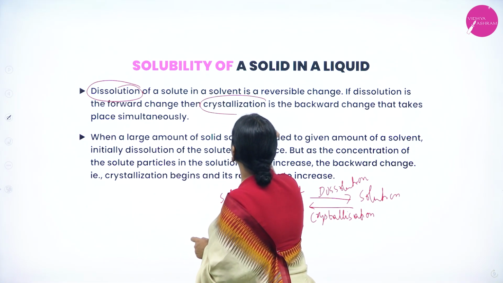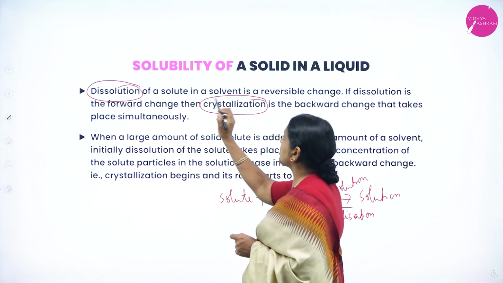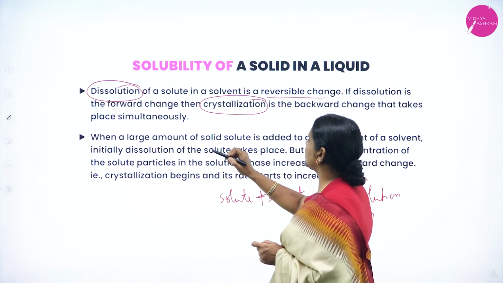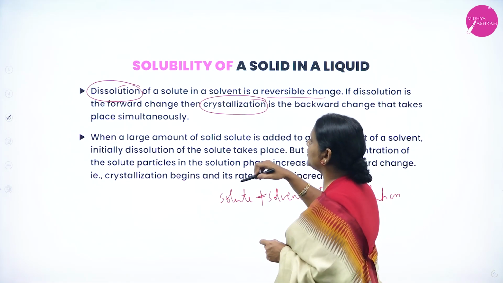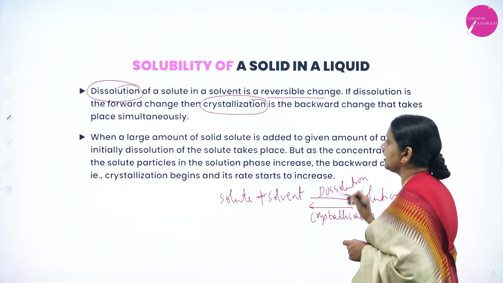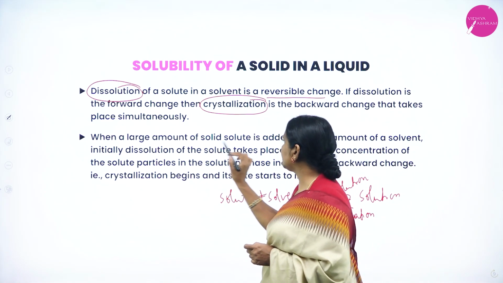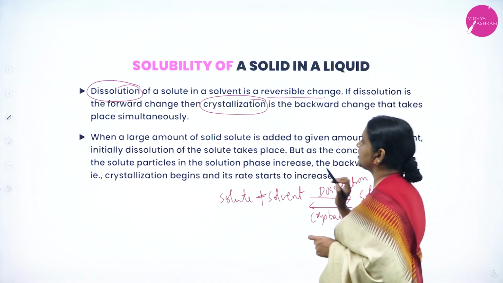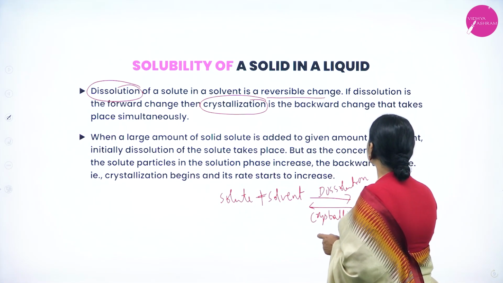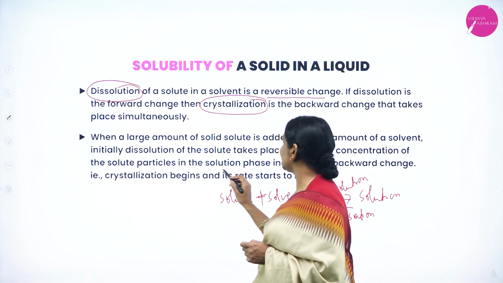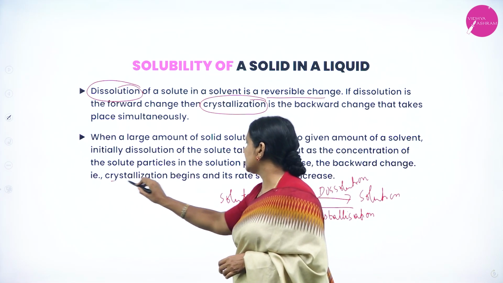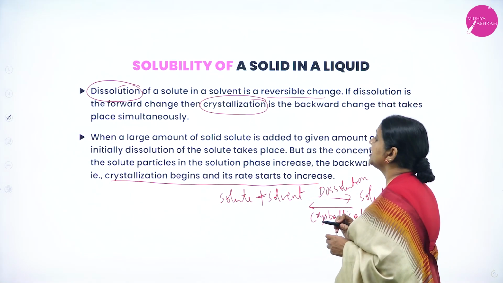That is, dissolution of solute in a solvent is a reversible change. If dissolution is the forward change, then crystallization is the backward change. So, dissolution is forward and crystallization is what? Backward. When a large amount of solid solute is added to a given amount of solvent, initially dissolution of the solute takes place, but as the concentration of the solute particles in the solution phase increases, the backward change, that is crystallization, begins and its rate starts to increase.